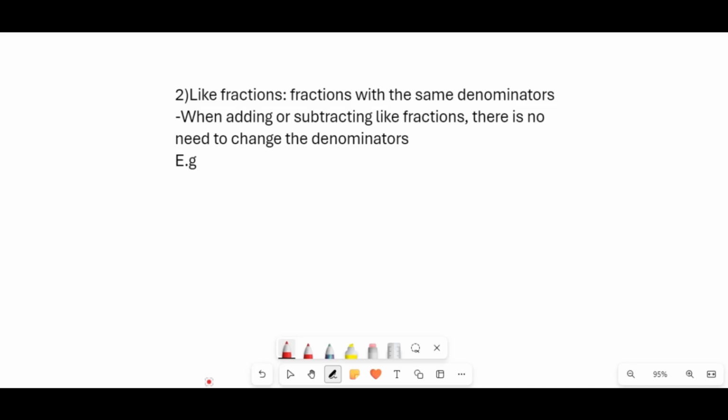Then you get like fractions. Like fractions are fractions with the same denominators. When you have to add or subtract like fractions, there is no need to change the denominators simply because they are the same. So all you have to do is add the numerators. In this example, we will have to add 1 over 5, 4 over 5, and 2 over 5. As you can see, the denominators are the same, so all we will do is add the numerators, which is 1 plus 4 plus 2 all over 5. And that gives us an answer of 7 over 5.